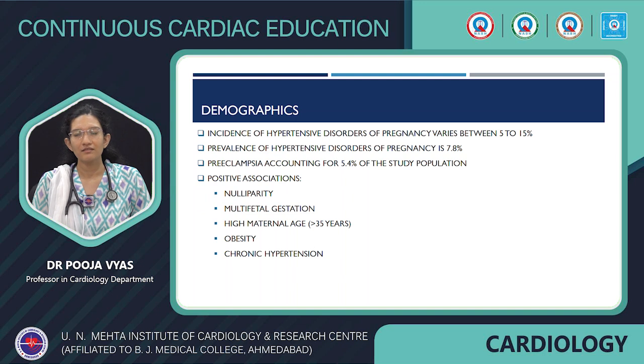In demographics, the incidence of hypertensive disorders in pregnancy varies between 5 to 15%, and prevalence is 7.8%. And preeclampsia accounts for 5.4% of the study population, and it has a positive association with nulliparity, multi-fetal gestation, high maternal age, obesity, and chronic hypertension.